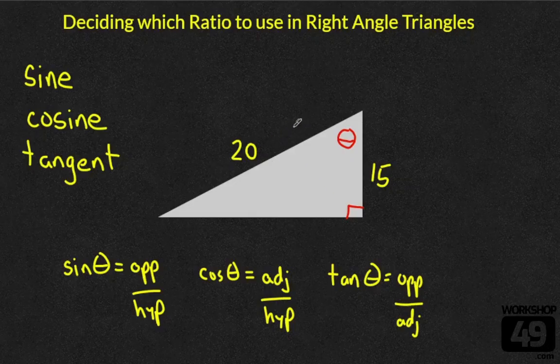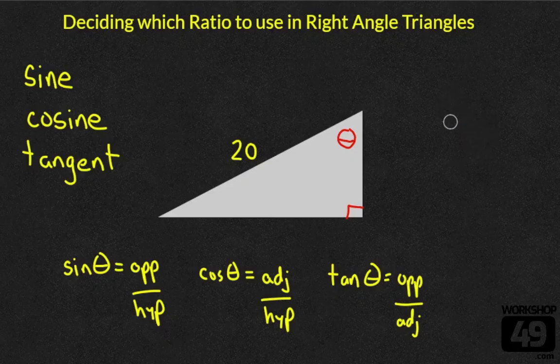Based on where theta is, we can see that 20 is our hypotenuse. That means we have to choose one of the ratios that has hypotenuse in its equation. That's either sine or cos. Tan's no good, it doesn't have hypotenuse. Our last side, this 15, is the side that connects our theta to our right angle, which means our adjacent, which means our answer is cos. Our cos is going to equal our adjacent side, which is 15, divided by our hypotenuse side, which is 20. And that's how we set this up.